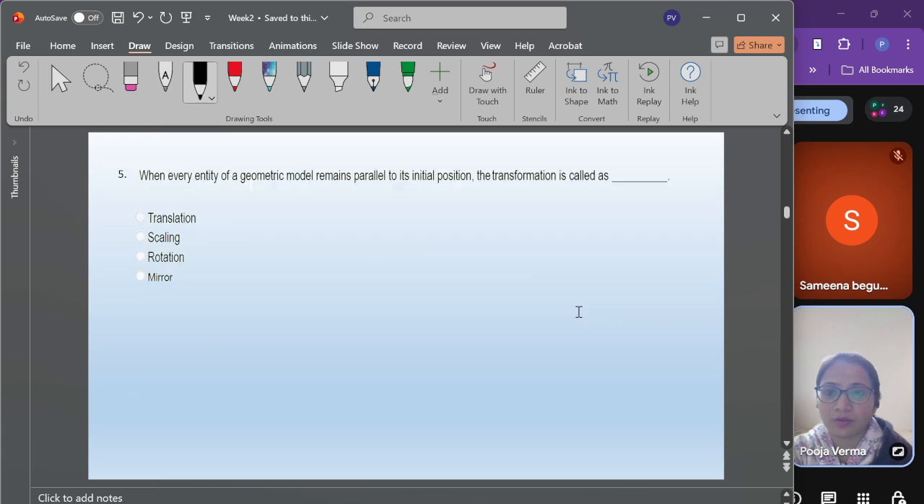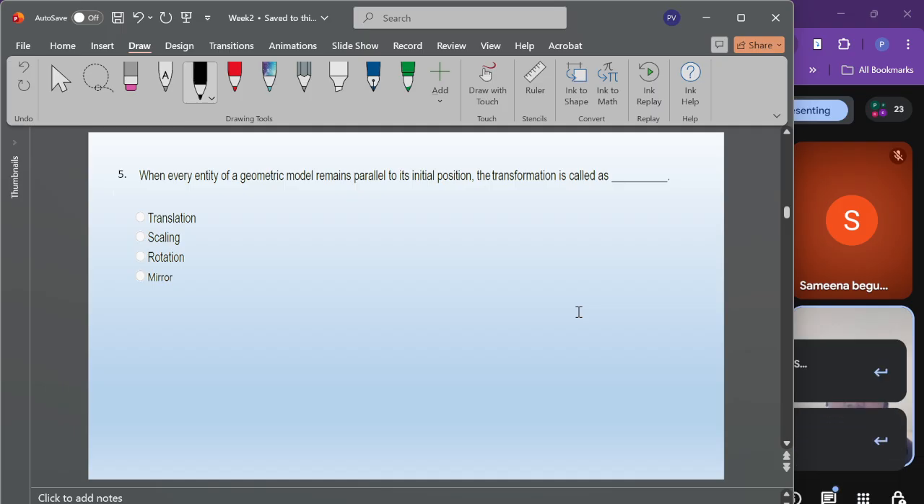Okay. So now we are moving to our next question. When every entity of a geometric model remains parallel to its initial position, the transformation is called translation, scaling, rotation, or mirror.